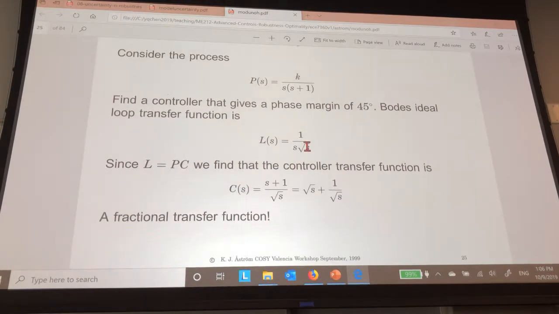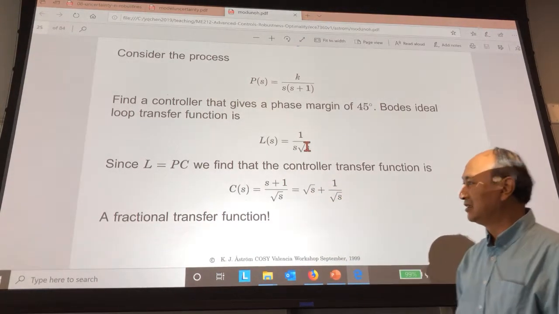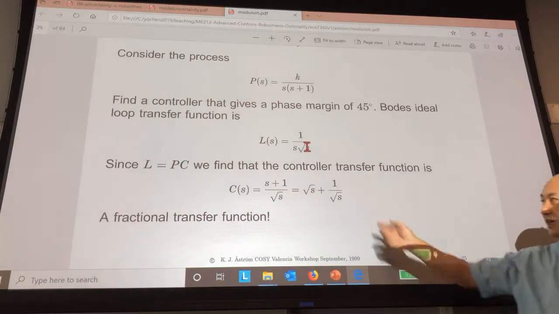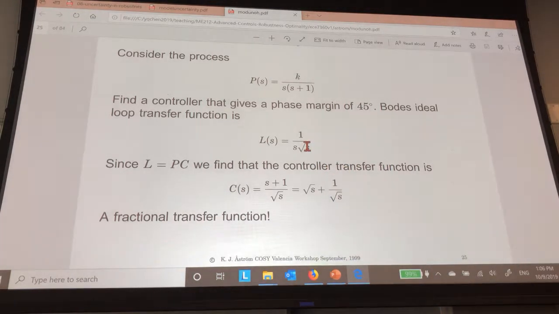The controller will be a half differentiator and half integrator. So this is a fractional transfer function. And you implement that, you'll get this. So this is a fractional order control. So that's why you see in my course syllabus, I put fractional order control in it because this is intimately linked to robust control. And this actually was talked about by Astrom 20 years ago. And if you hear somebody say fractional order control is strange, show them this.